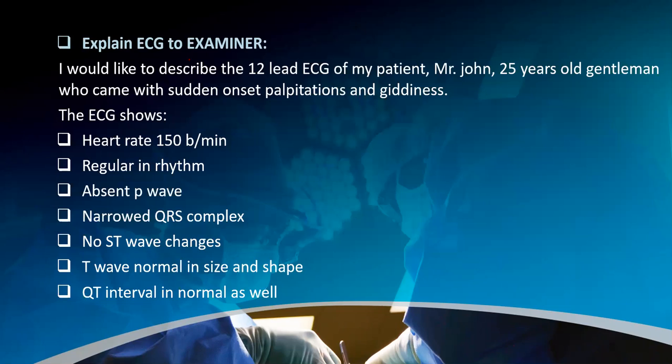So when you explain the ECG to the examiner, you have to say it in this way. So, dear examiner, I would like to describe the 12-lead ECG of my patient, Mr. John, a 25-year-old gentleman who presented with sudden onset palpitation and giddiness. The ECG shows heart rate 150 or whatever you get here. So heart rate 300 beats per minute or 280 beats per minute, regular in rhythm, absence of P wave, narrow QRS complex, no ST wave changes, T wave normal inverted shape, QT interval normal as well. So I think that this patient is having supraventricular tachycardia.